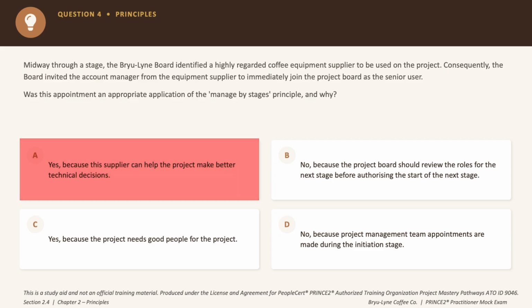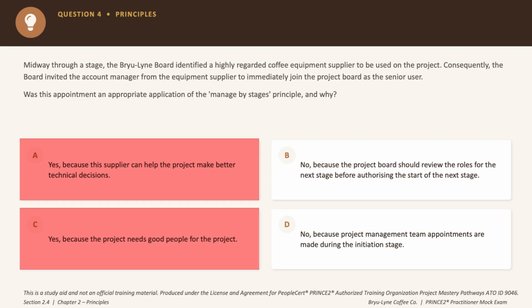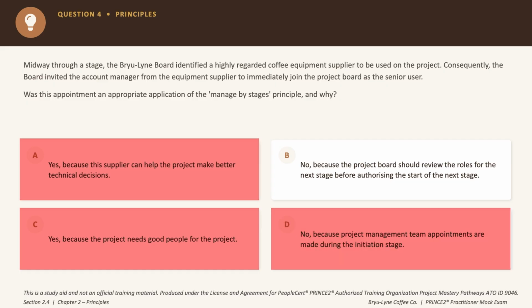Option C says yes because the project needs good people. Well, that's true for every project, right? It doesn't justify a mid-stage appointment. So eliminated as well. Option D says no because appointments are made during initiation. Now that's too rigid because Prince2 doesn't say that appointments can happen only at the start, okay? So an incorrect answer choice as well. Now option B says no because the project board should review the roles for the next stage before authorizing it. And this is exactly how manage by stages principle works in Prince2, where role reviews happen at stage boundaries. So the correct answer is option B.